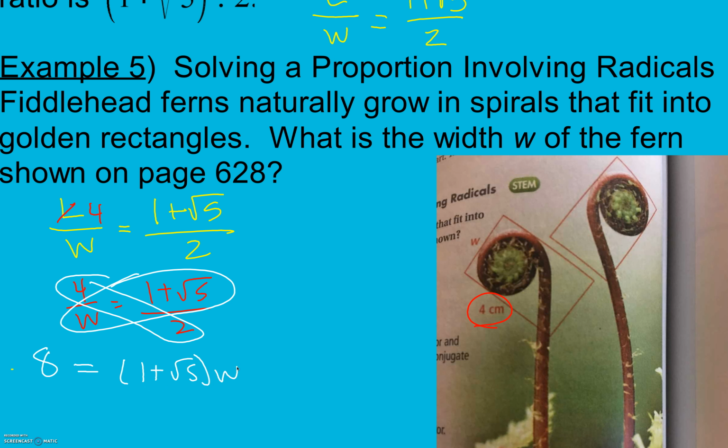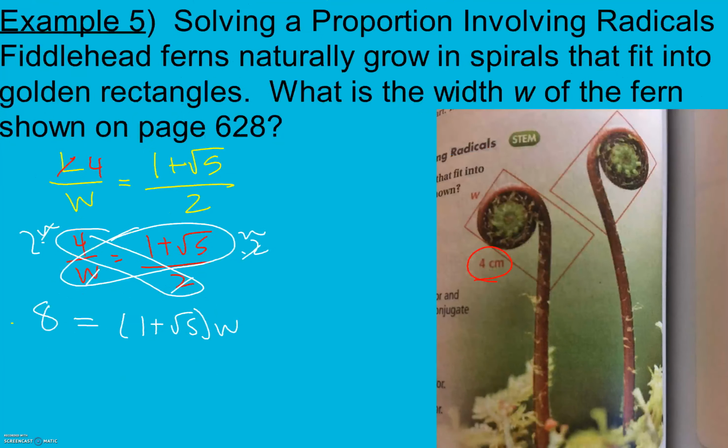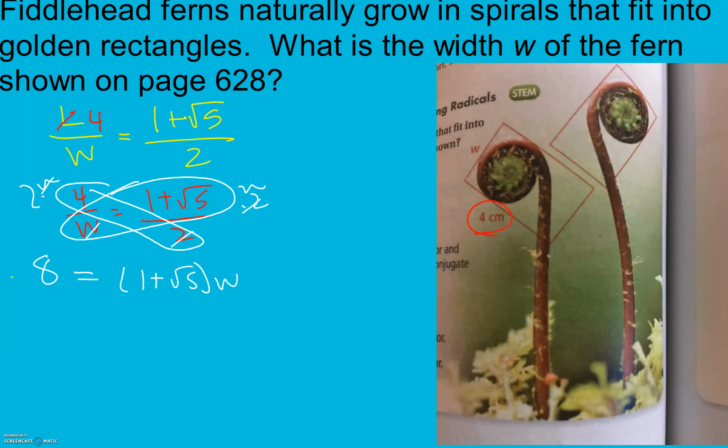The other thing we could do, guys, is when we have fractions, we get rid of them by multiplying by our denominators, and it works the same way. Rather than distributing here, since we're trying to get w by itself, I'm going to just divide. So w equals 8 over 1 plus the square root of 5. We don't want to leave our answer like that, though, so we're going to rationalize it here.